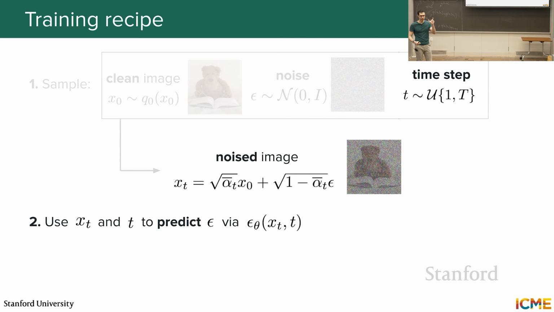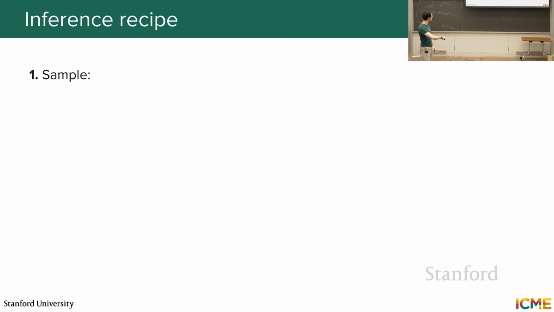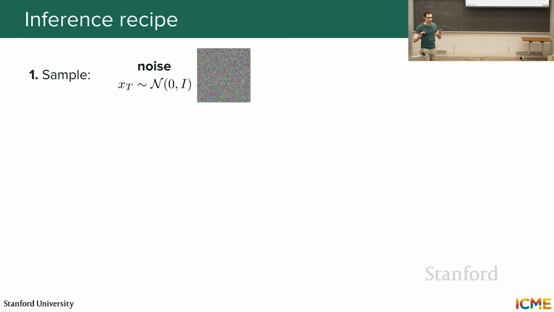What you do is you take that noisy image, you take the noise level, and then you try to predict the noise that was added using your model, which right now we don't know, it's just a black box. And you compute the loss and you do your backpropagation. So that's the training. And then the inference is you sample your noise, which is super easy to do.